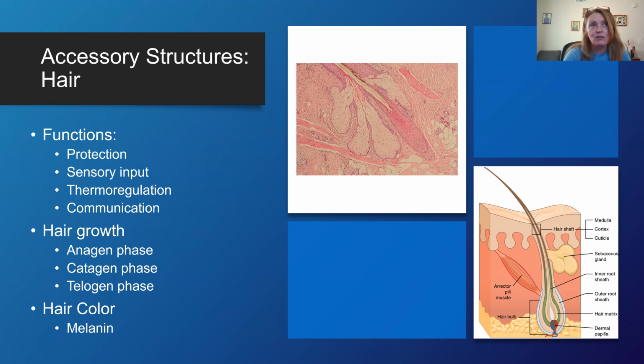Now, remember that skin is made of cutaneous membrane and accessory structures, and cutaneous membrane is your skin made of epidermis and dermis, and hypodermis kind of not really part of your skin, but shares some functions. And what are those accessory structures? Well, those are going to be your hair, your nails, the glands, like sweat glands, oil glands, right? So here we're looking at the accessory structure hair, and function is protection, sensory input, thermoregulation, communication.